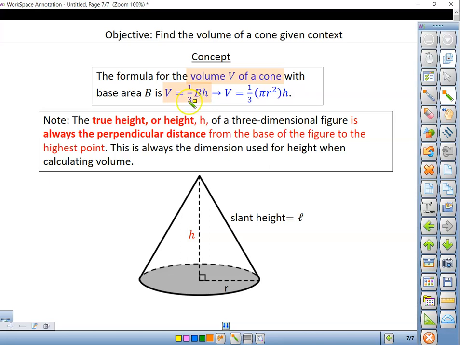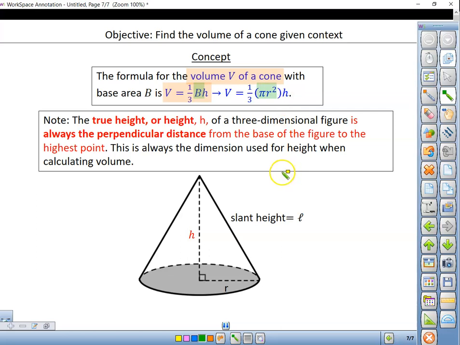So we have 1/3 times our base area, capital B, times the height of the cone. Because in a cone, the base is always a circle, that base area has to be our area of a circle formula anytime we're doing volume of a cone, and that is our pi r squared. So our capital B in a cone will always become our pi r squared.